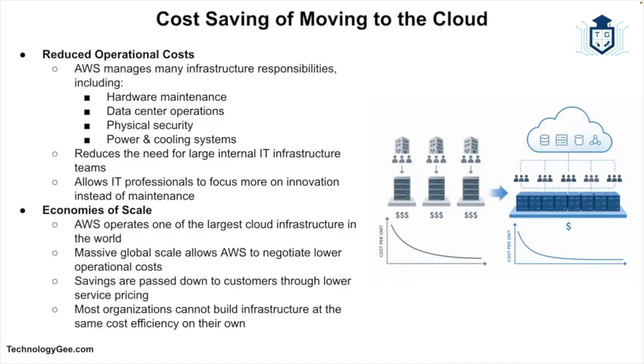Another benefit is reduced operational costs because AWS handles the hardware maintenance, the data center operations, and the physical security, which means fewer IT overhead costs. Then there's economies of scale. And this basically means AWS operates at a massive scale. And because of that, they can offer services at lower prices that most companies could not achieve on their own.